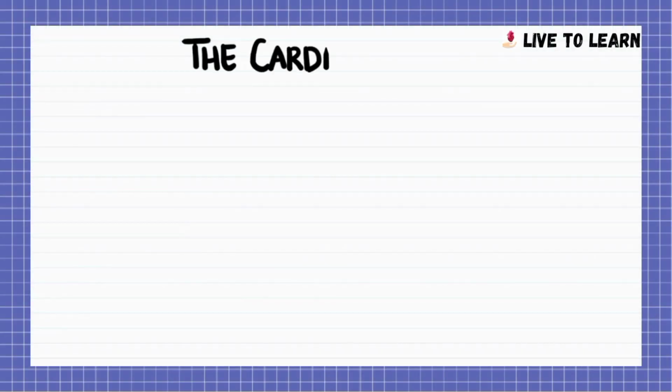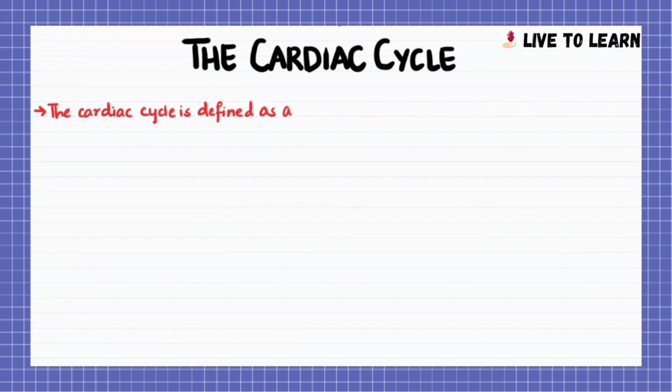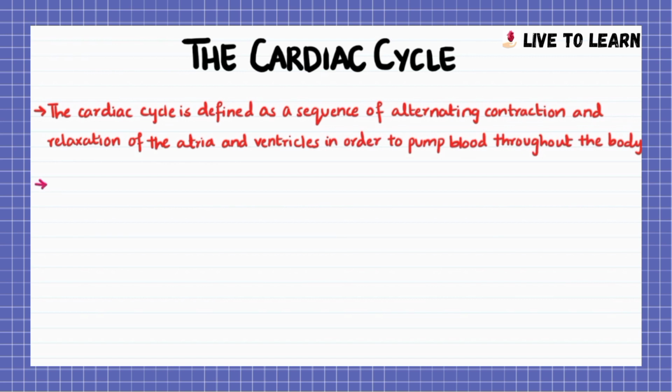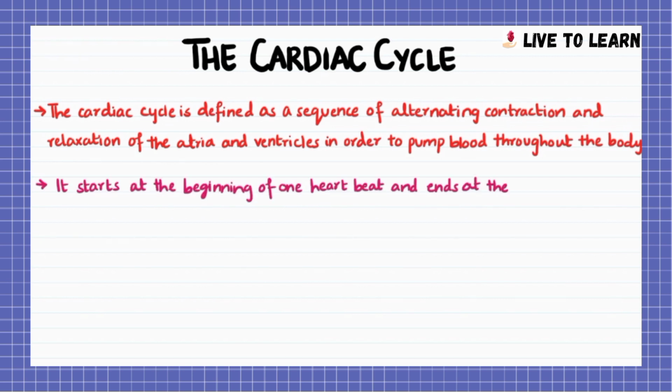In this video, we'll be discussing the events of the cardiac cycle. Let's begin. The cardiac cycle is defined as a sequence of alternating contraction and relaxation of the atria and the ventricles in order to pump blood throughout the body. It starts at the beginning of one heartbeat and ends at the beginning of the next.